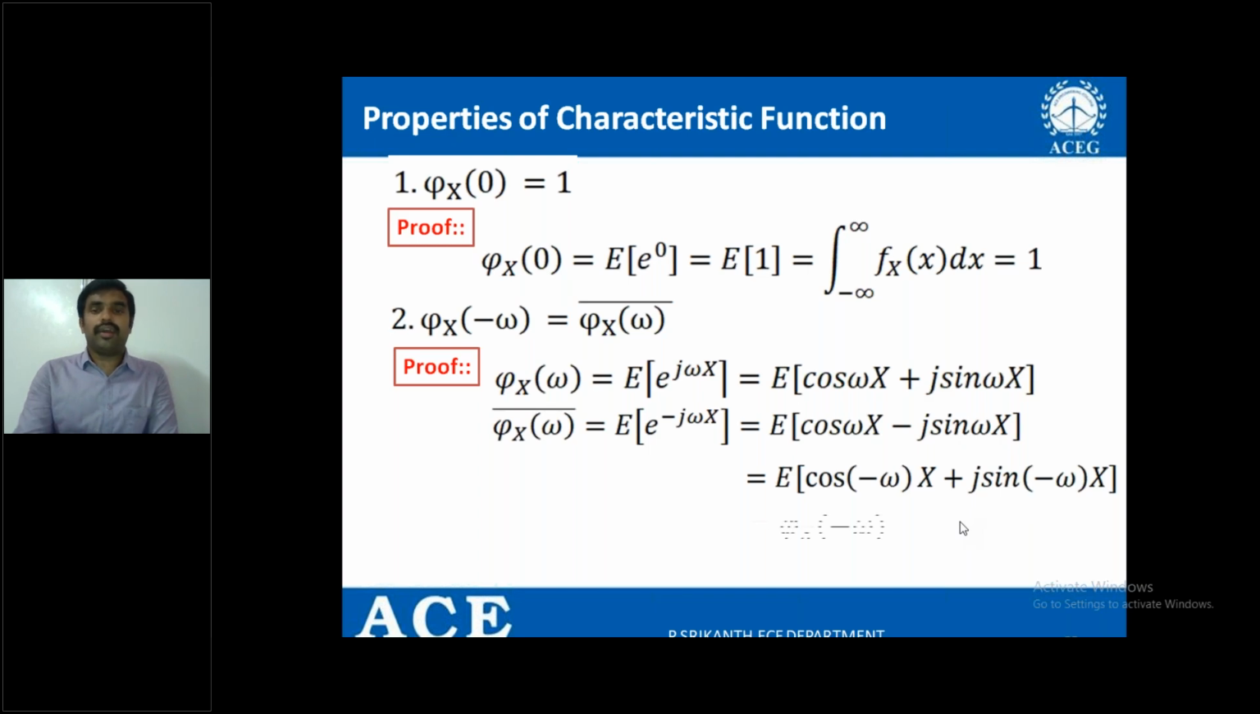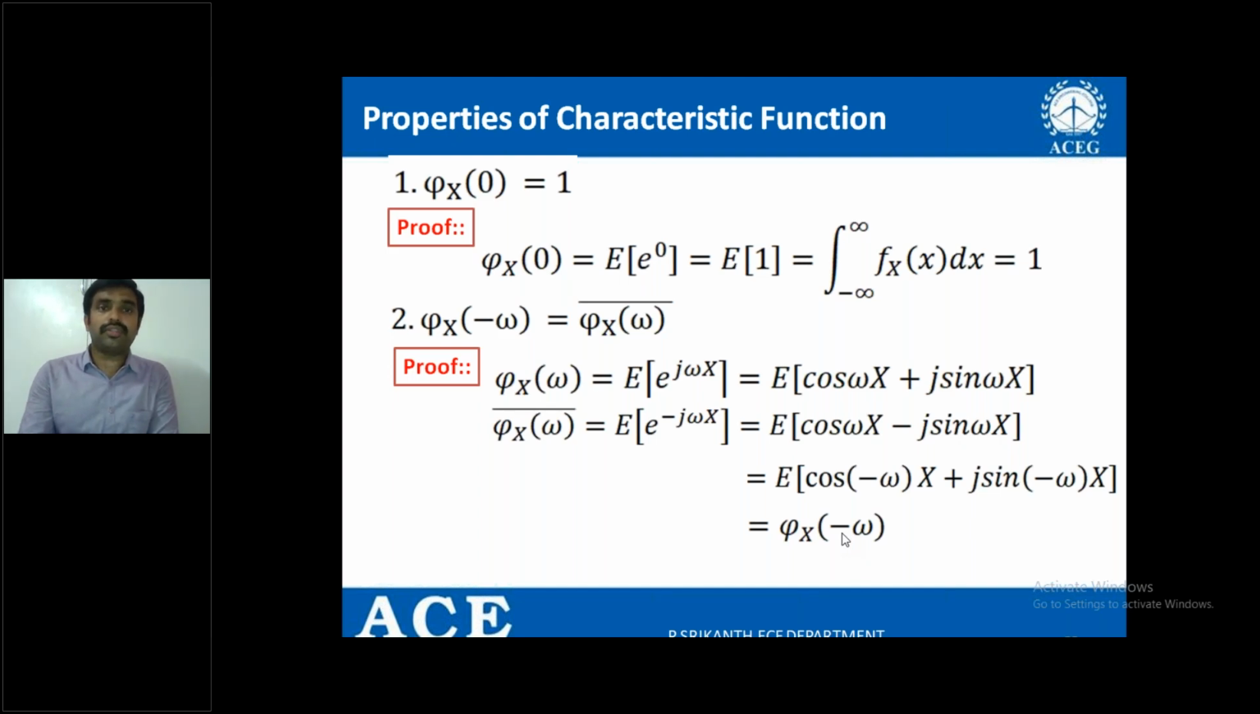So therefore, I can write this particular function as phi x of minus omega. Why? Because from the first definition, phi x of omega is the expectation of cos omega x plus j sin omega x. Whereas in this case, in the place of omega, I have minus omega. Therefore, the function can be written as phi x of minus omega. Therefore, phi x of omega bar equals phi x of minus omega. Hence proved. Right? This is the way to prove this particular property.